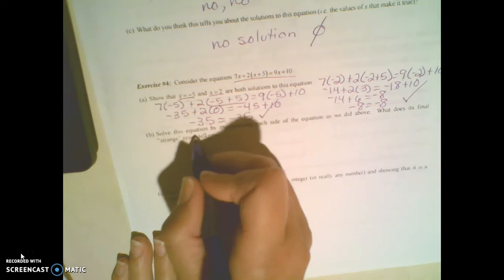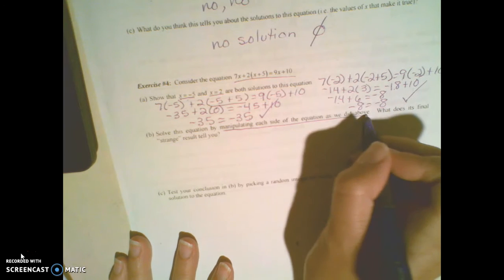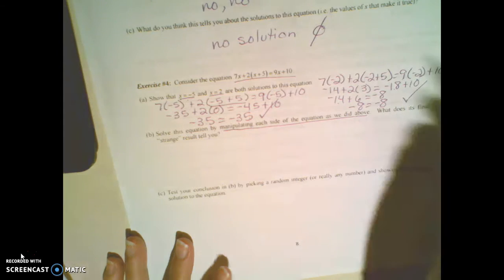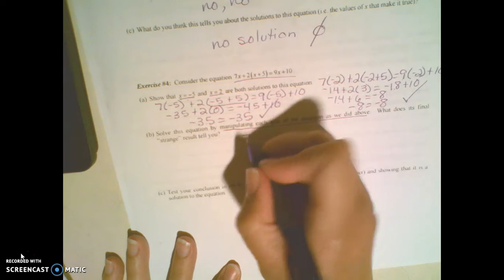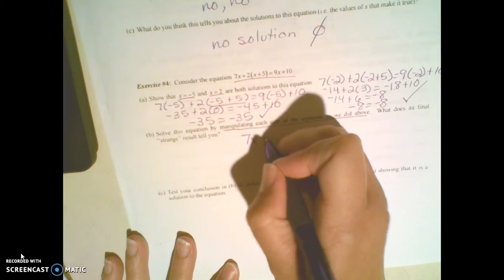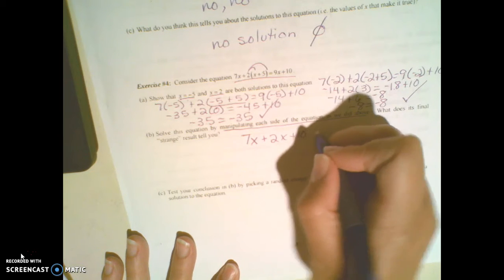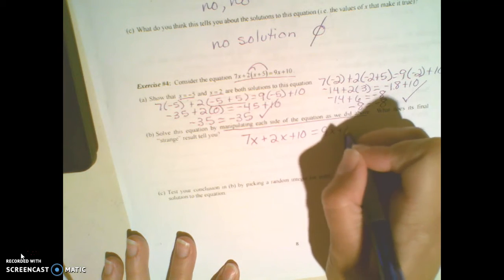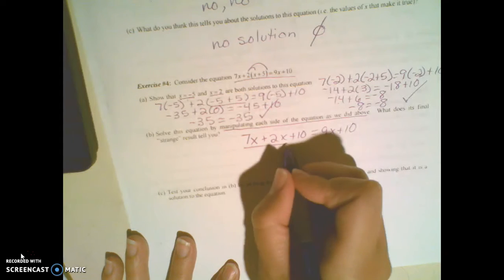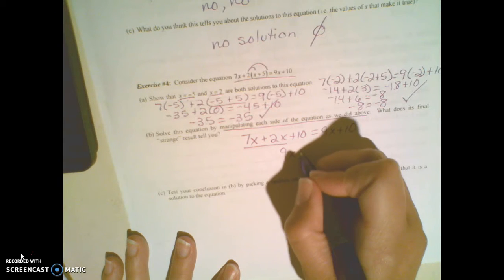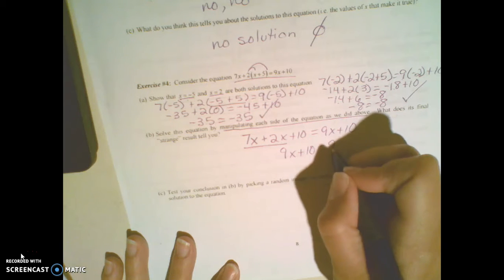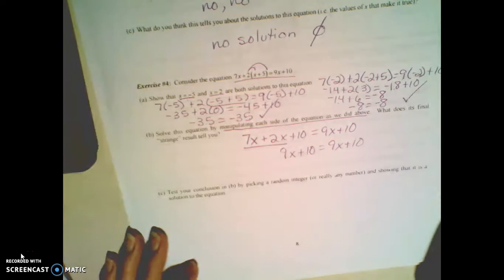So now it asks us to solve by manipulating each side, like the normal way we solve equations. So I'm going to start with 7x plus, and I'm going to go ahead and distribute. 2x plus 10 equals 9x plus 10. And then I'm going to combine my like terms. So 9x plus 10 equals 9x plus 10.